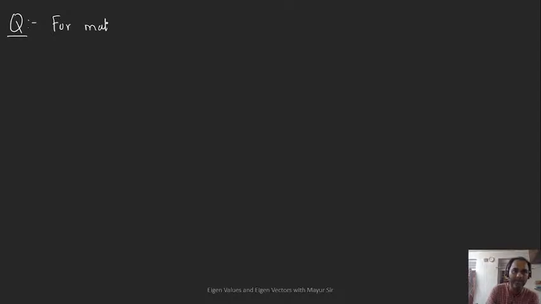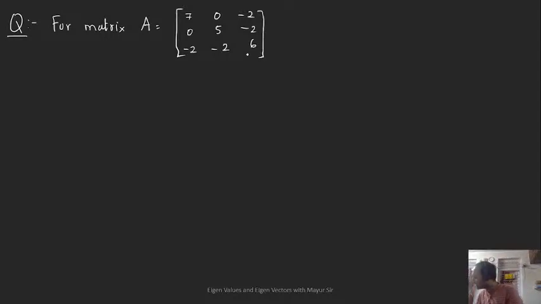For matrix A, let us take this example: 7, 0, minus 2; 0, 5, minus 2; then here it is minus 2, minus 2, and 6.